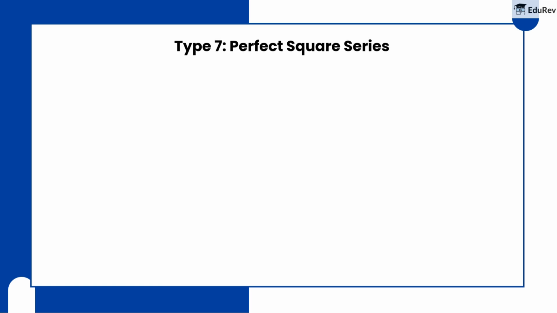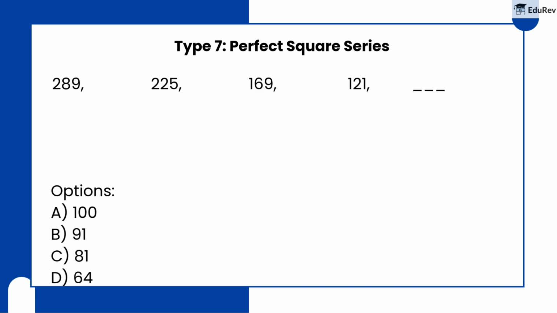Type 7, perfect square series. Series is 289, 225, 169, 121, blank. Here are the options. Think. Okay, let's solve it. When we first look at this series, the differences aren't constant. Differences are 64, 56, and so on. The differences are not helping.